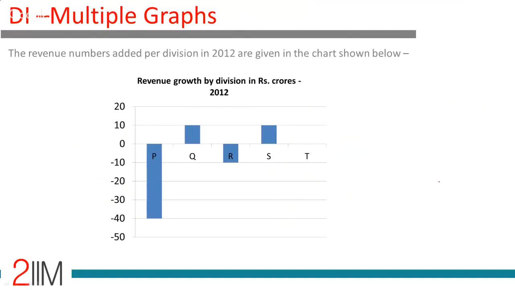The revenue numbers added per division in 2012 are as follows. So we've got P declining by 40 crores, Q up by 10 crores, R down by 10 crores, S up by 10 crores. For T, we don't know the data. So we don't know that yet. So maybe something there we need to find out.